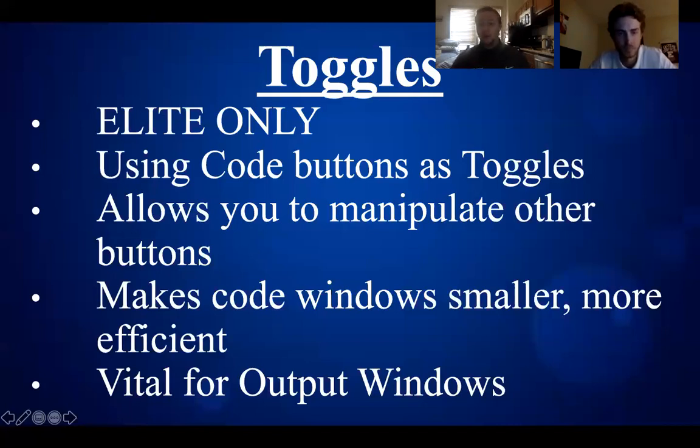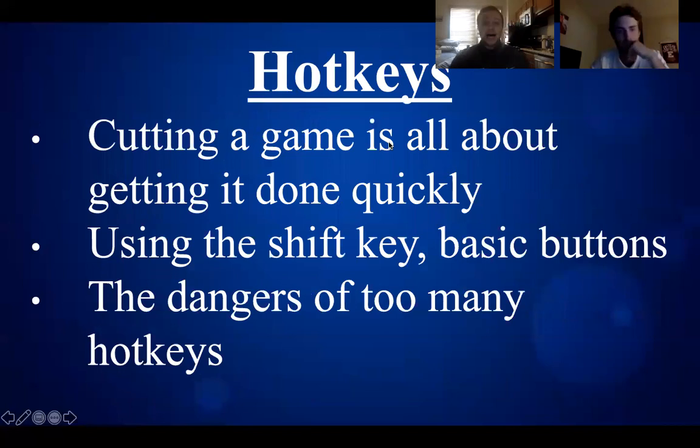They're also really important for output windows. I can talk a little bit about output windows and why I use toggles. People at a high level who use output windows definitely have different methods for it, but I have mine, and nothing's better or worse. Hotkeys is another big deal. If you use Sportscode, you probably use hotkeys to some degree. I'll go into a little detail on the keys of the hotkeys, and why you don't want to have too many.